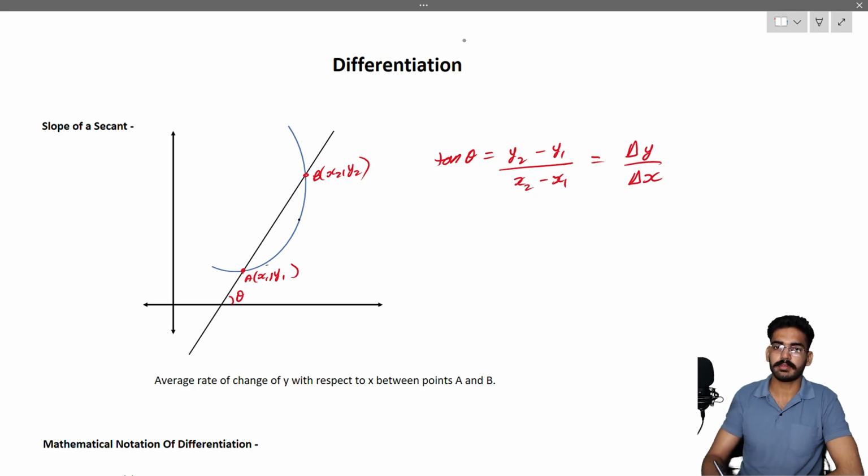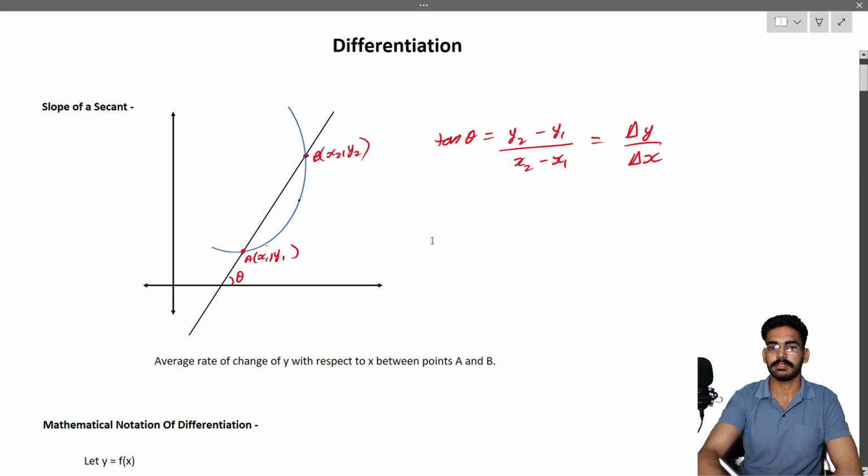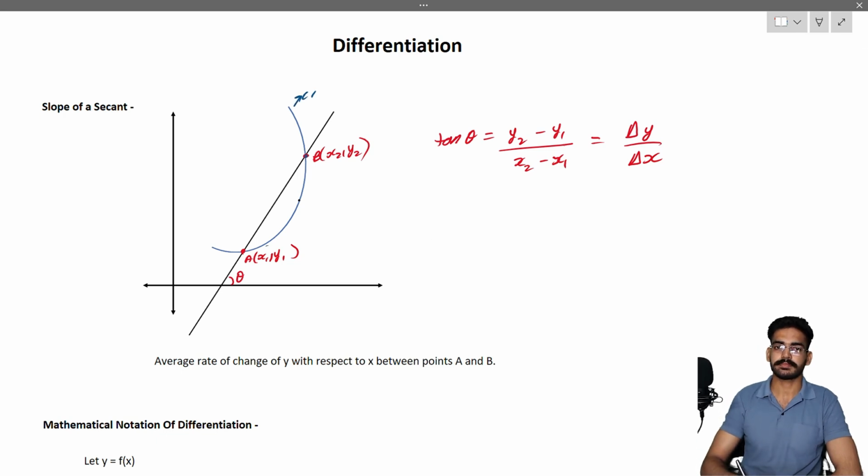Delta y by delta x is the average rate of change of y with respect to x between point A and point B. See here, y and x are changing continuously. So how y is changing with respect to x on average is given by this delta y by delta x, that is tan theta, the slope. So you join the 2 points, draw a straight line. That slope will tell me the average rate of change of y with respect to x between point A and B of this curve. So this is basically my curve, any function that is given.